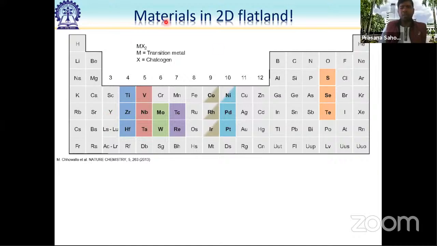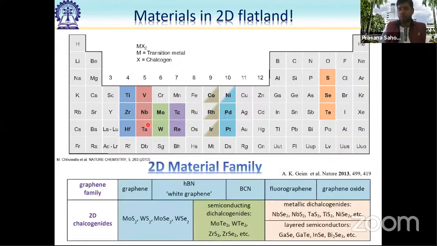So this is all in the periodic table. You can see the number of transition metals, and these are dichalcogenides: selenium, sulfur, tellurium. So we have a wide range of combinations. In this 2D family of materials, we have a graphene-like family with semimetals and insulators, and we have semiconductor types and metallic types, and different kinds of semiconductors. Metallic ones will be good for catalysis, batteries, and those kinds of applications of 2D materials.